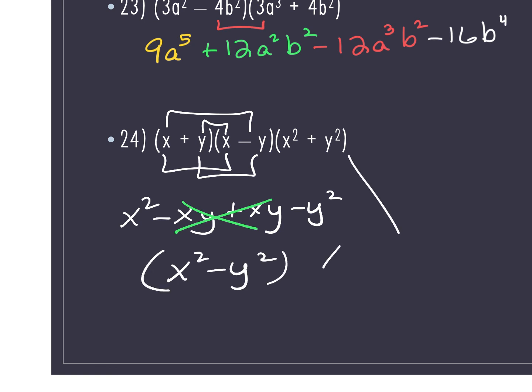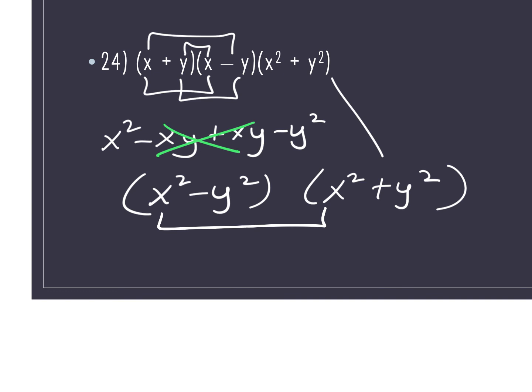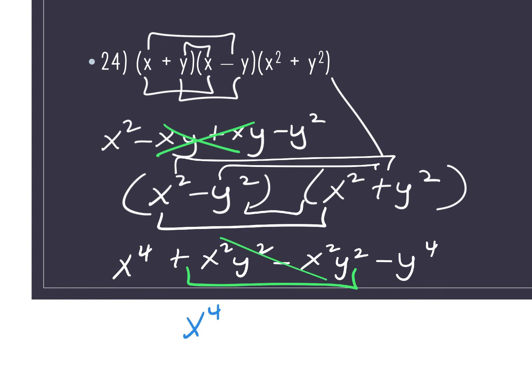And now I've got to multiply it with the last binomial here. And again, I'm going to FOIL it. So first, x to the fourth. Outside, positive x squared y squared. Inside, negative x squared y squared. And last, negative y to the fourth. Notice outer and inner cancel again. So my final answer here is just x to the fourth minus y to the fourth.